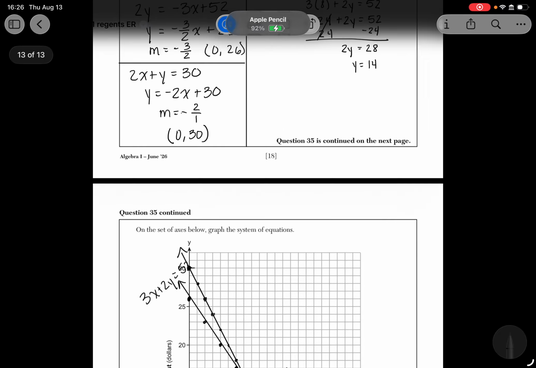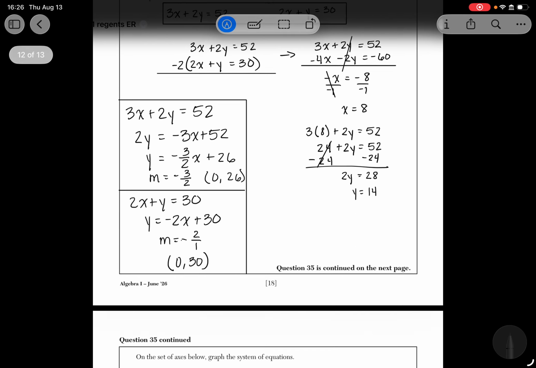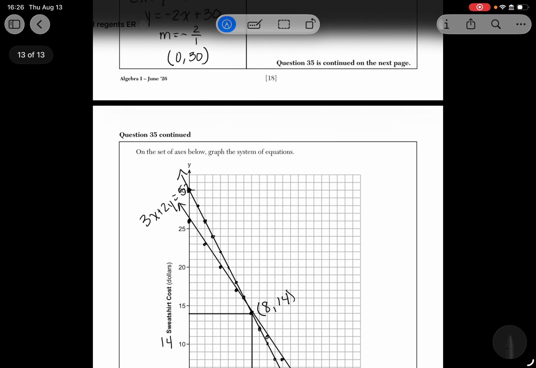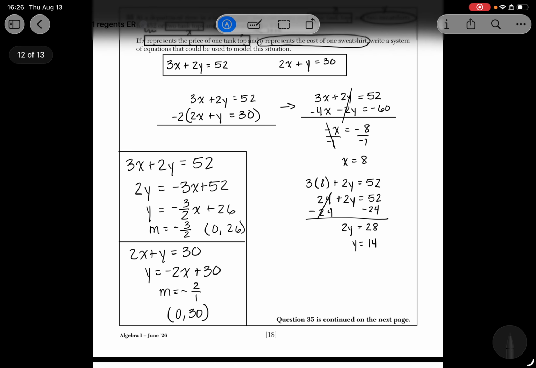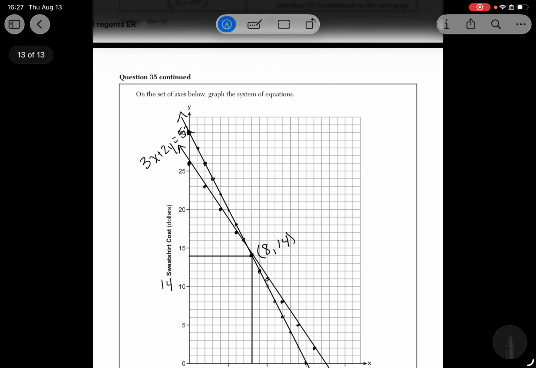As I said, question number 35 usually just asks you to solve with a system of equations, which is what we just did, and that also helped us on the next page. But in this case, since it's asking us to graph it, it's easier to graph if we write our equations in slope-intercept form, which is the second step we did here to solve.